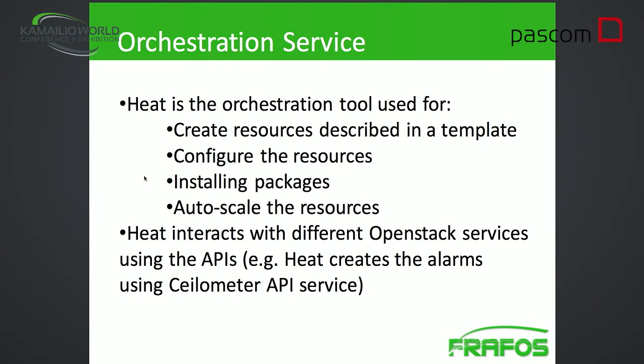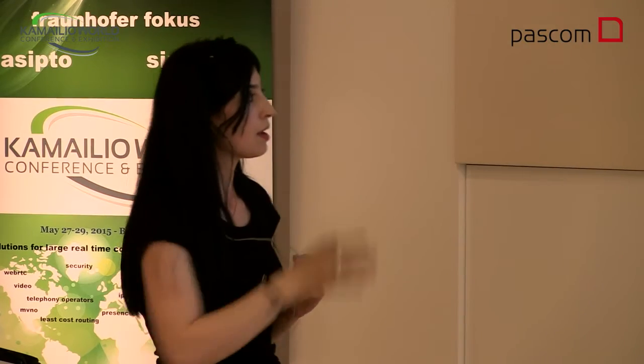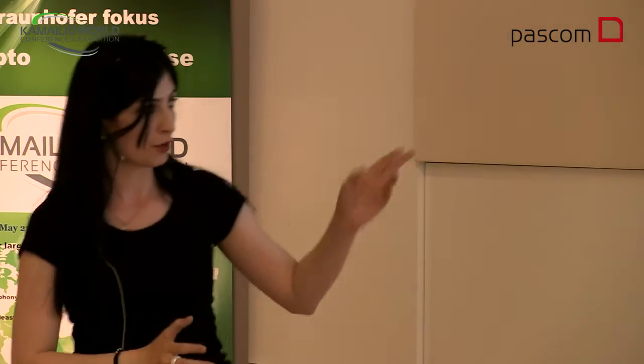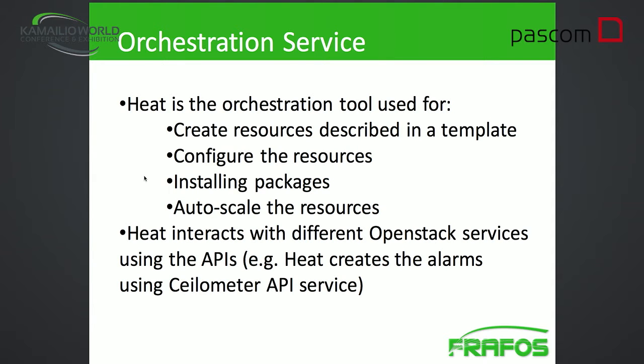It is the orchestration tool used to create resources described in the template, configure resources, maybe install packages, and auto-scale the resources. So we write in the template how we want to scale our resources. For example, we define in the template that when the CPU is higher than 80%, we want to add one server. This is a policy, and we define this policy in the template file. And then Heat, when it validates and then compiles this template, contacts different OpenStack components to create the resources. For example, it creates an alarm by contacting Ceilometer, which is a metering service.